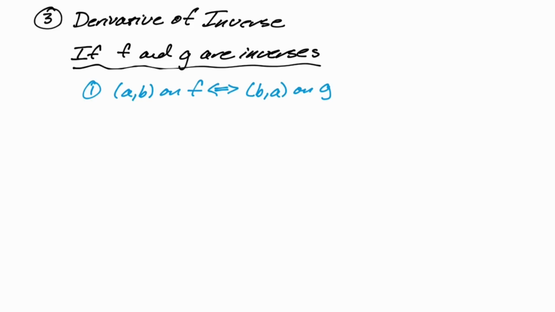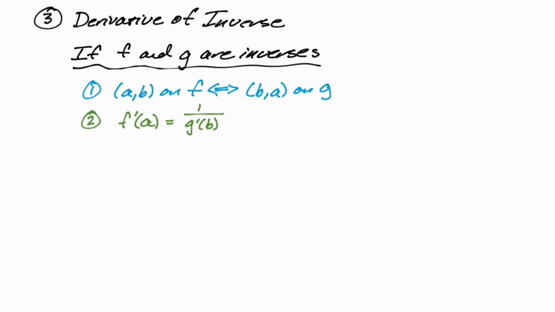Now the big thing to tie it all together is that derivatives are related. So f prime of a is 1 over g prime of b. So that's what we need to remember. So if (a, b) is on f, then (b, a) is on g. f prime of a is 1 over g prime of b, or g prime of b is 1 over f prime of a, however you want to say that.